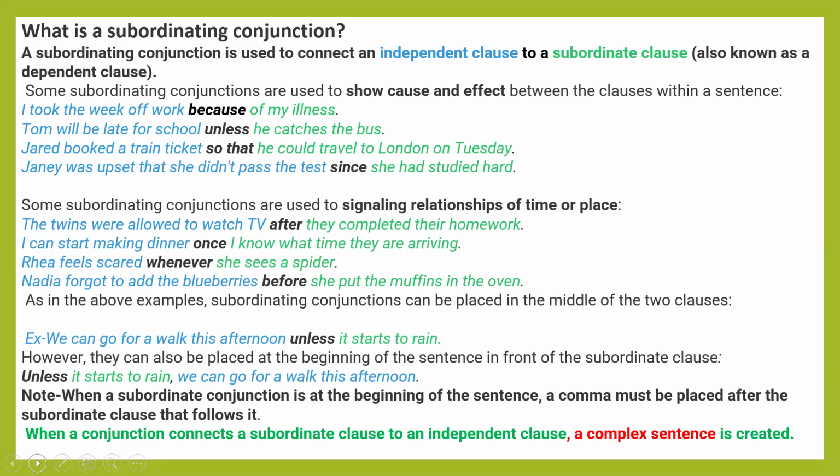Ria feels scared whenever she sees a spider. Whenever she sees a spider is a dependent clause, and in this sentence, the subordinating conjunction is whenever. Ria feels scared is the main clause, showing the relationship of time or place.